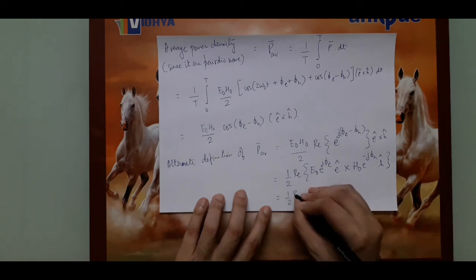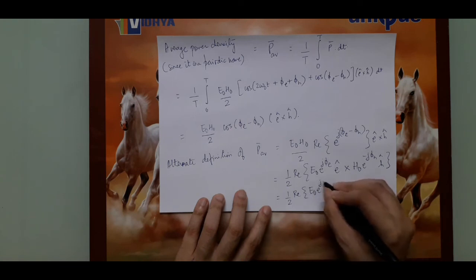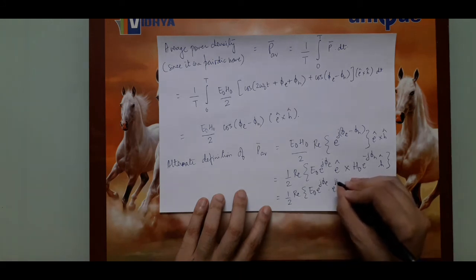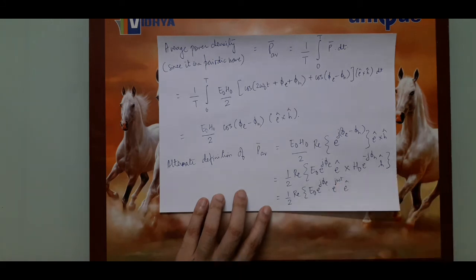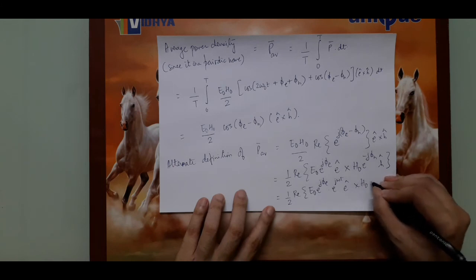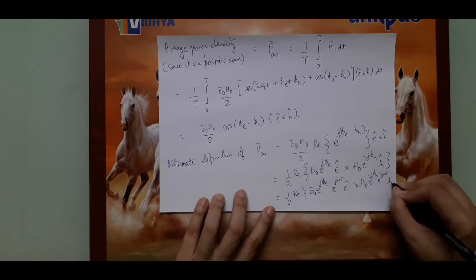So I can say this is nothing but times e raised to j omega t, and I can introduce an e raised to minus j omega t term over here, thereby keeping the product as 1. So this is H0 e raised to minus j phi H, e raised to minus j omega t.